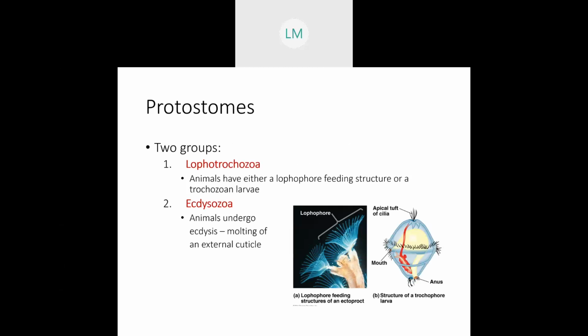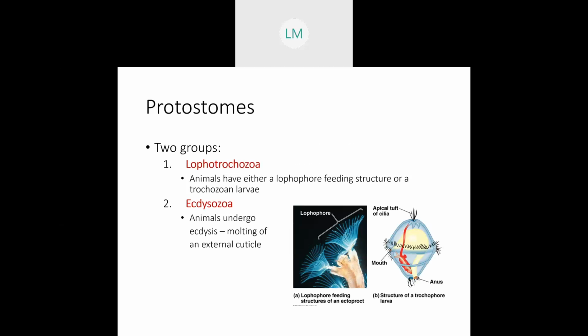Okay, so within our protostomes, we've got these 2 different groups. We have one group that's called the Lophotrochozoa group, and this is named because they have one of 2 structures. They either have this specific type of feeding structure called a lophophore, or they have this specific type of larva called a trochophore.